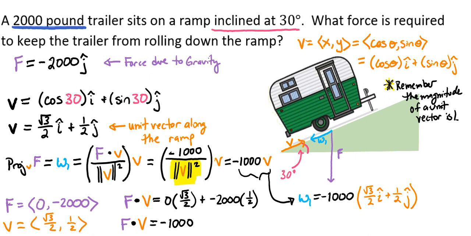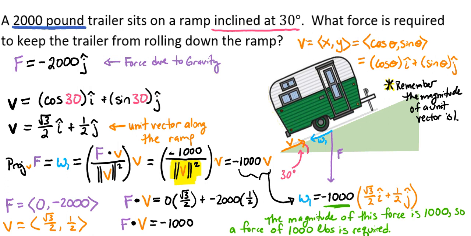Which gives us that W1 equals negative 1,000 times radical 3 over 2 times the unit vector i plus 1/2 times the unit vector j. Now the magnitude of this force is 1,000. So a force of 1,000 pounds is required to keep the trailer from rolling down the ramp. So because the magnitude of W1 is negative 1,000, we would need an equal and opposite force to keep it from rolling down. And so that's why we're choosing the force of 1,000 pounds.